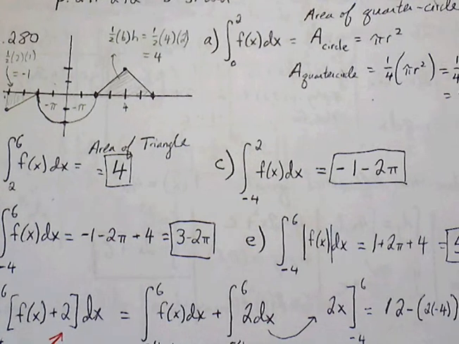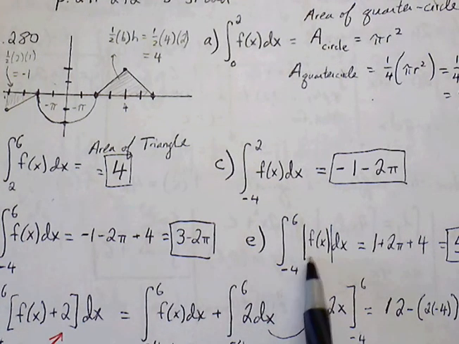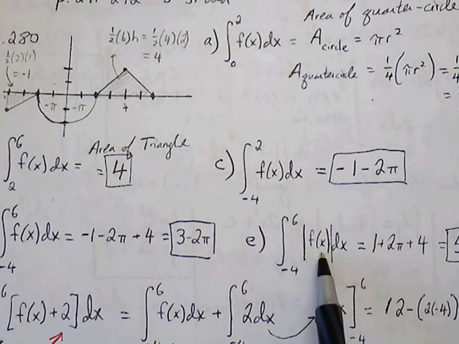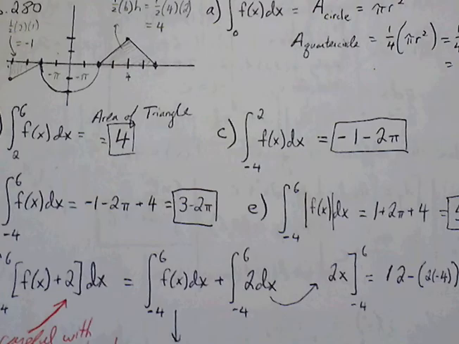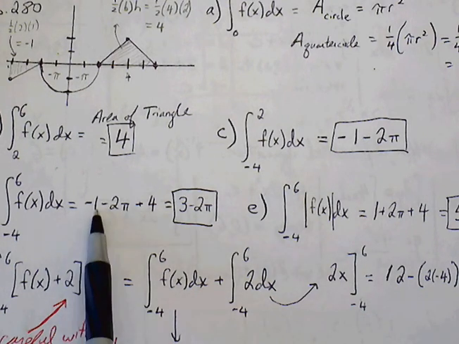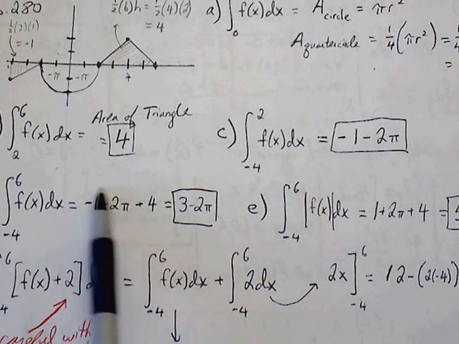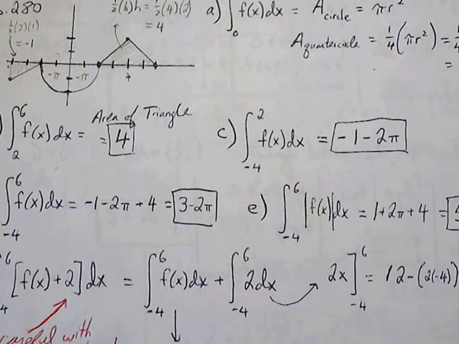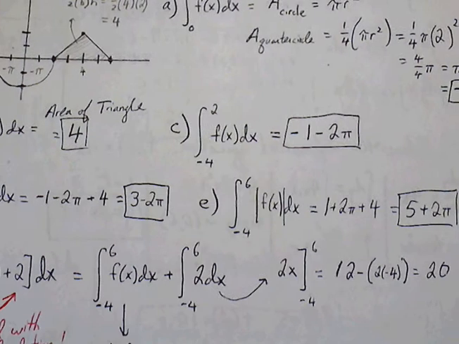Okay, part E. The definite integral from negative 4 to 6 of the absolute value of f of x. So absolute value of f of x means that for any region that we found to be negative, we're going to convert it to be a positive value. So we simply take the values that we found from part D and just make them all positive. So we have positive 1, positive 2 pi, positive 4, and all that will provide us with our definite integral of 5 plus 2 pi.